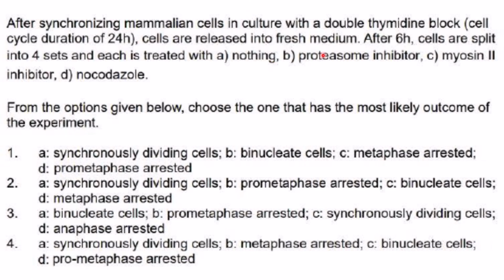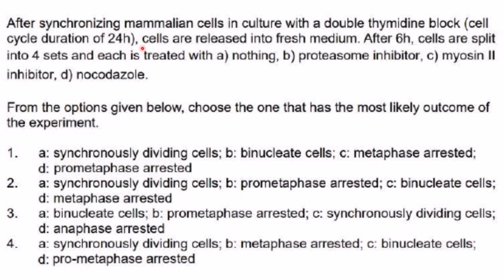So they have released after removal of the thymidine block. So you get a synchronously dividing cell. So after 6 hours, cells are split into 4 sets and each is treated with nothing, or proteasome inhibitor, or myosin 2 inhibitor, or nocodazole. Okay, now after 6 hours, so this is a cycle of 24-hour duration. After 6 hours, it will be mostly in the G2M transition stage of mitosis. That is, your cyclin B is getting activated, it's being produced. So it is mostly in the G2M phase. That is, they have started to enter mitosis there.